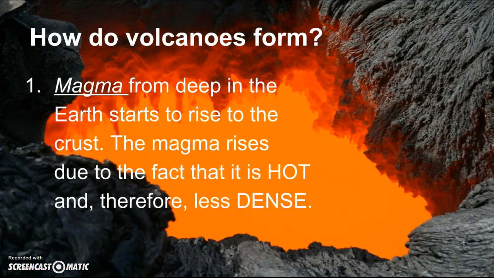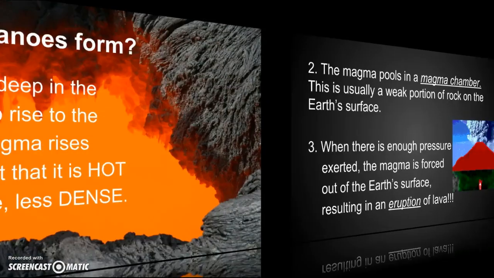How do volcanoes form? There are 3 steps to how volcanoes form. The first is that magma from deep within the earth starts to rise to the crust. The magma rises up because it is hot, and with the same material, anything that is hotter than when it's cold is going to be less dense, less heavy. When it's heavier, it's going to sink to the bottom, and when it's lighter and less dense, it's going to rise upwards and go to the surface.